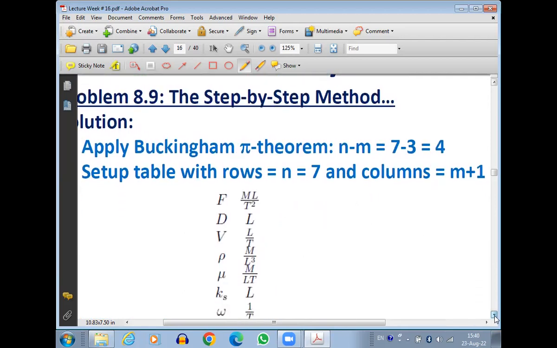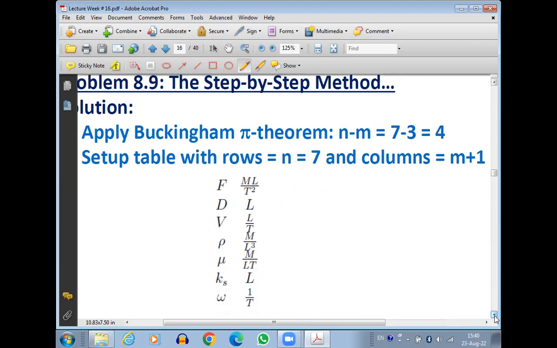Now the next step is that we need to write the basic dimensions of all those variables involved. For example, for force, it is ML by T squared. Now you can determine it. This is something we covered in chapter number 1 as well. Also you will have a list of quantities with you in the exam for which the dimensions will be provided. But you have to look at which ones are provided and which are not, and if it is not provided, then you have to bring it from your mind.